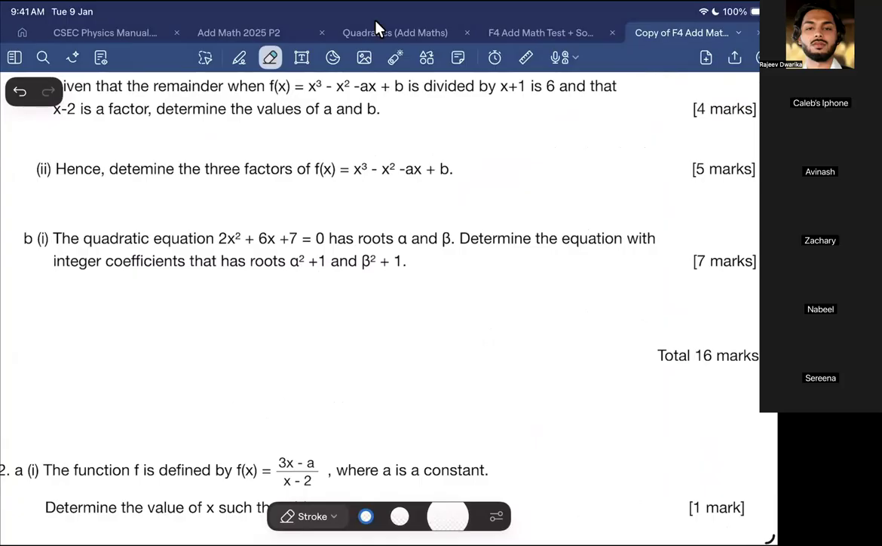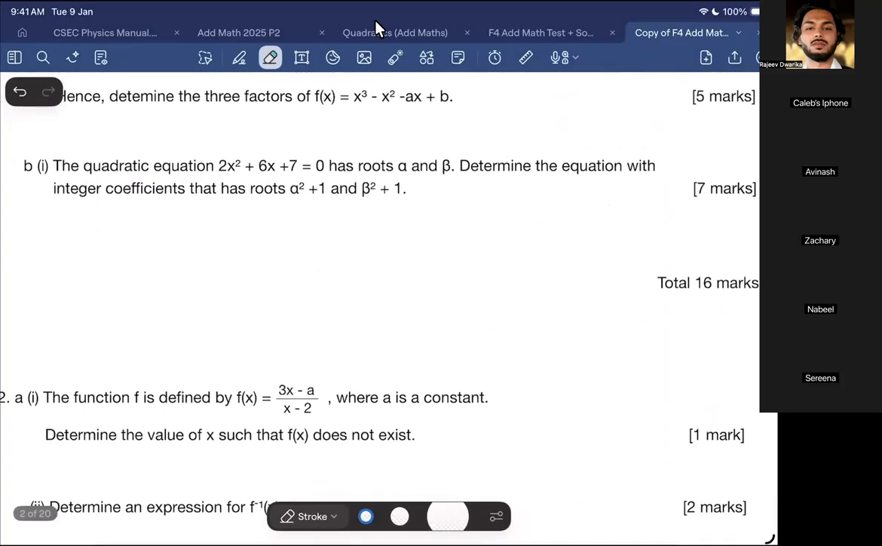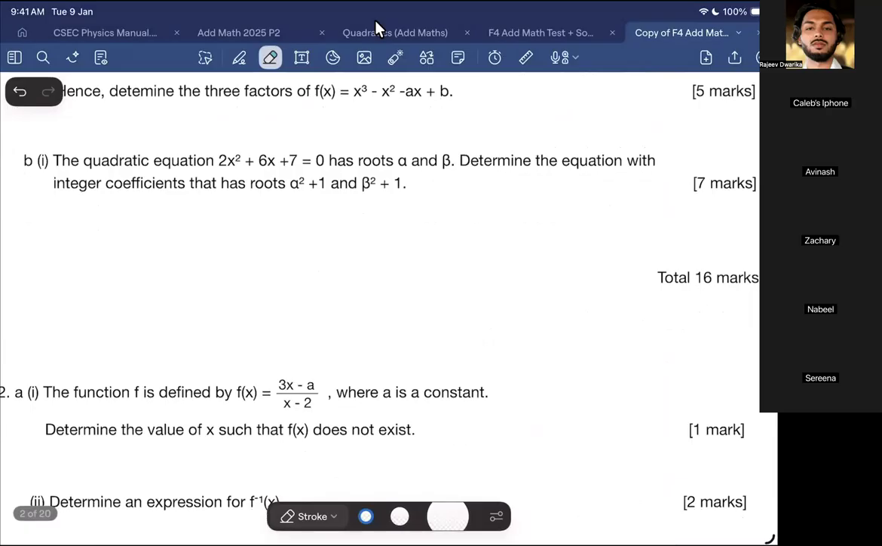I will say that. So B part one. The quadratic equation 2x squared plus 6x plus 7 is equal to 0 has roots alpha and beta. Determine the equation with integer coefficients that has roots alpha squared plus 1 and beta squared plus 1.